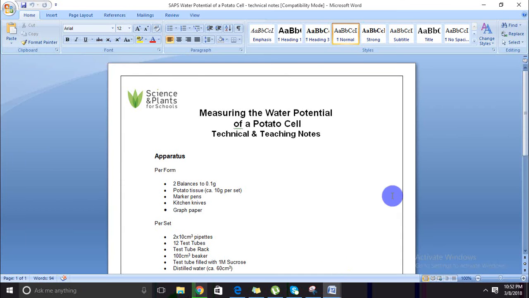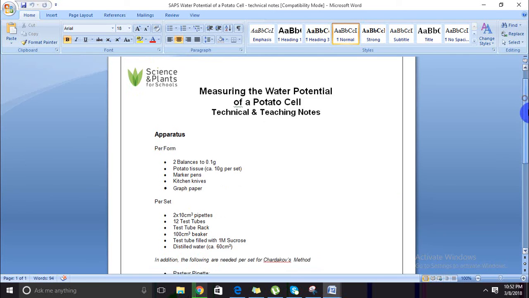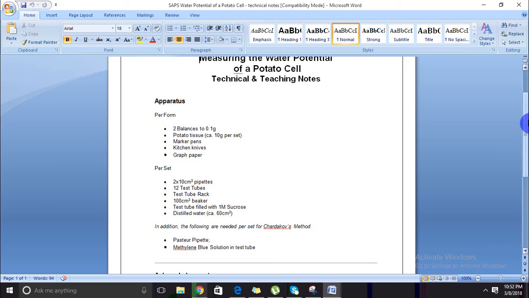So this is it. Measuring the water potential of a potato cell. You need two balances that are accurate to 0.1 gram. You need potato tissue, marker pens, kitchen knives, graph paper, pipettes, test tubes, a test tube rack, beakers, a test tube filled with 1 molar sucrose, and distilled water. All the beakers, the test tubes, and the stock solution plus distilled water are for you to make the different concentrations.